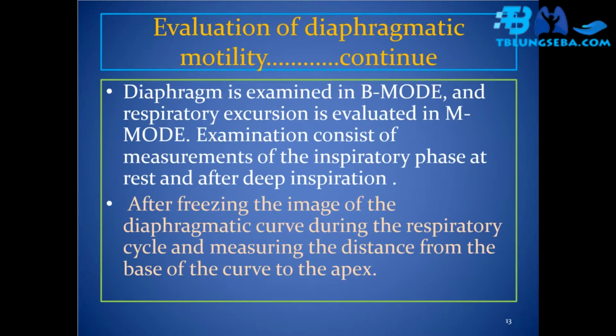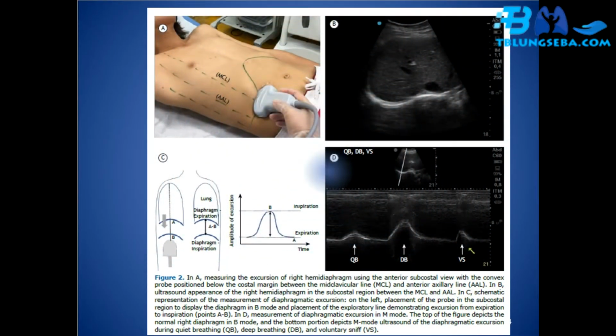After freezing the image of the diaphragmatic curve during the respiratory cycle and measuring the distance from the base of the curve to the apex. Figure 2. In A, measuring the excursion of the right hemidiaphragm using the anterior subcostal view with the convex probe positioned below the costal margin between the midclavicular line, MCL, and anterior axillary line, AAL.